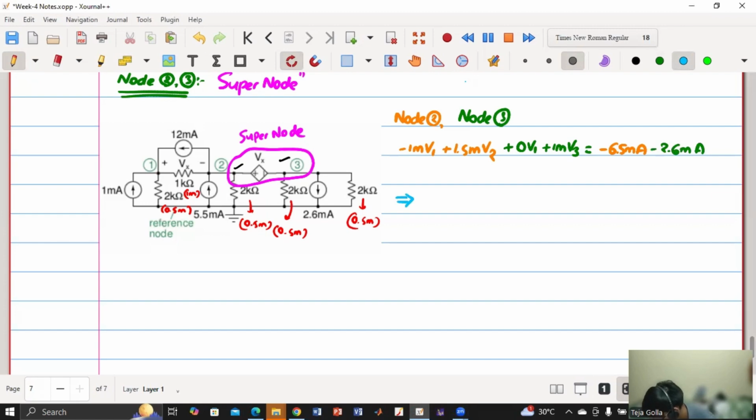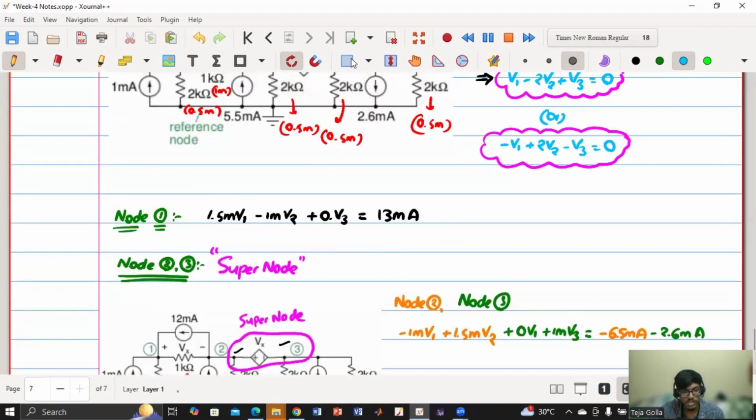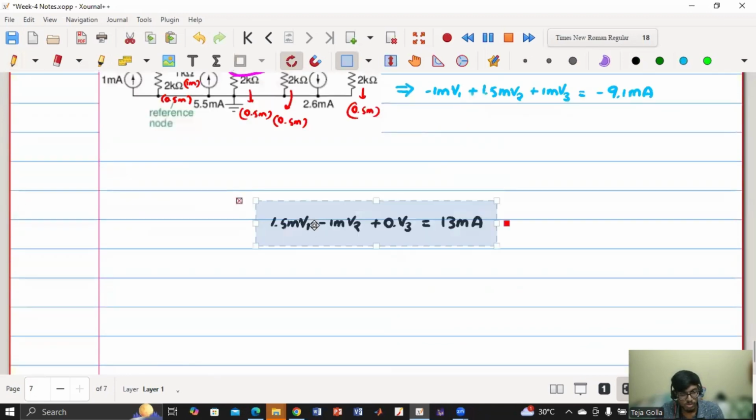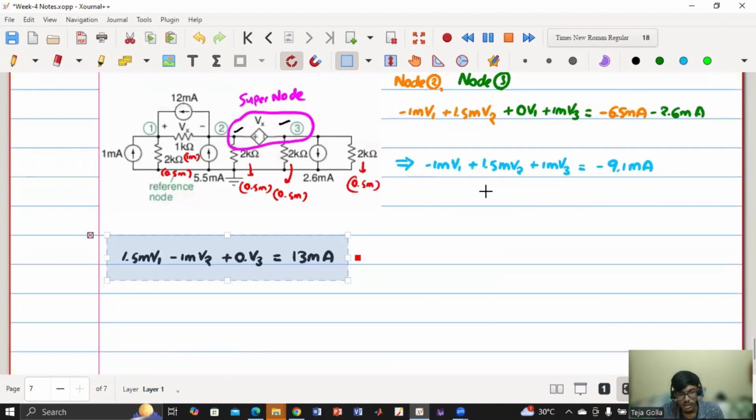Let us just rewrite it. Minus 1 milli V1 plus 1.5 milli V2 plus 1 milli V3 is equal to the summation of 6.5 and 2.6, which is minus 9.1 milliampere. So let us just write. The first one is node 1, so node 1 is our first equation and then the supernode is our second equation.